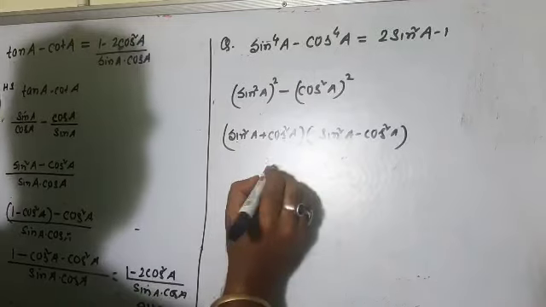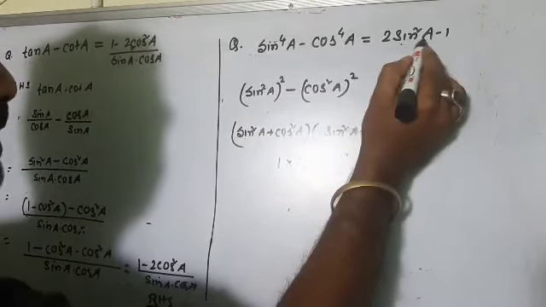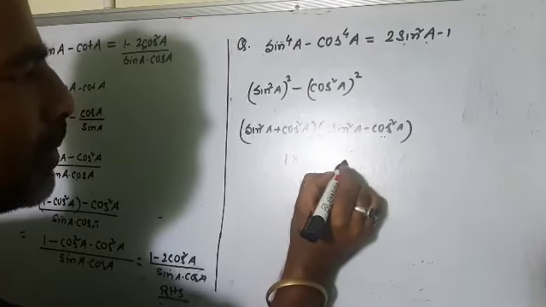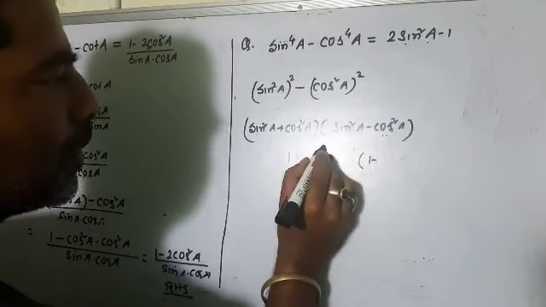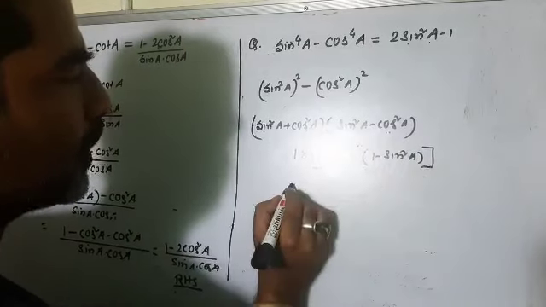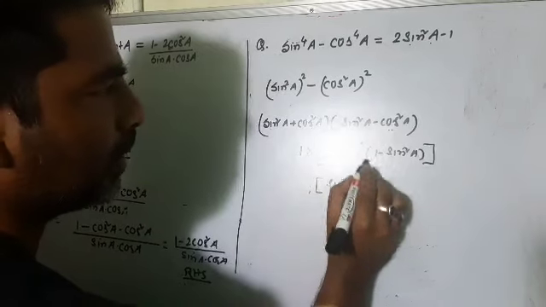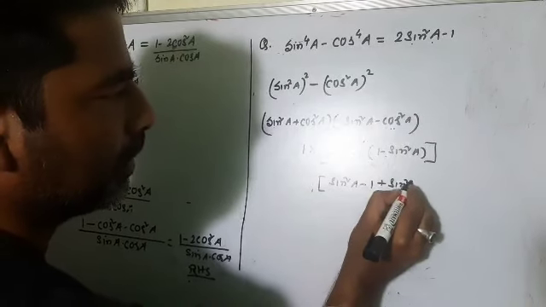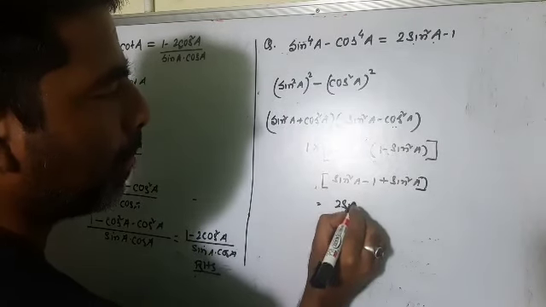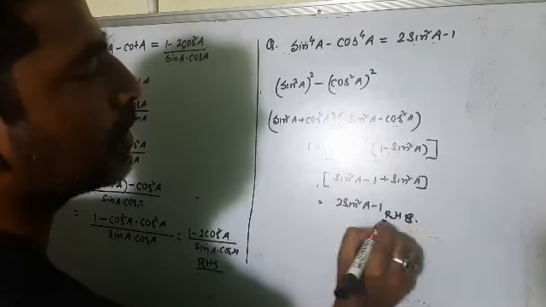So sin square A plus cos square A is equal to 1, into, we have to make 2 sin square A, that's why I change cos square A. So here sin square A minus cos square A means sin square A minus (1 minus sin square A). So sin square A minus 1 and minus minus plus sin square A, so that is 2 sin square A minus 1, that is your RHS.